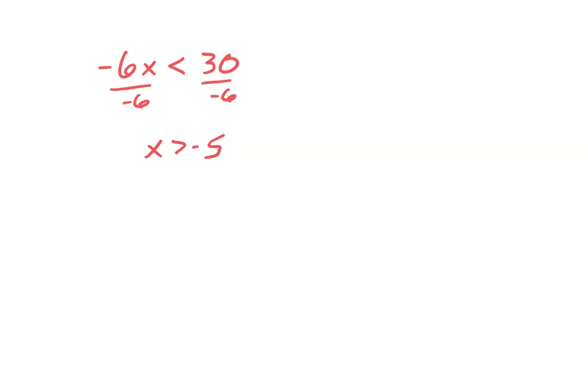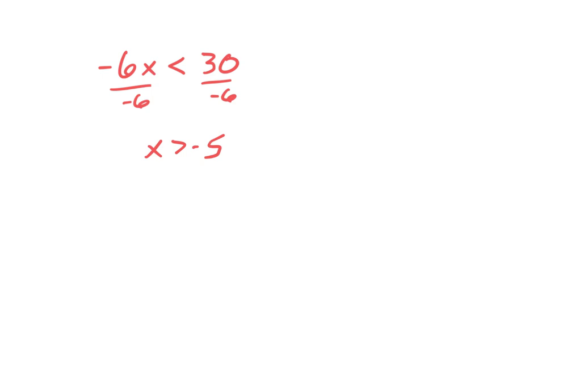If I had not flipped my sign, this would say x is less than negative 5. That means anything to the left of negative 5 would work. So a number like negative 6 would work. But if I take negative 6 times negative 6, I get 36. Is 36 less than 30? No. Okay? So that's why we have to flip the sign. If we don't flip the sign, then our answer is not going to work.